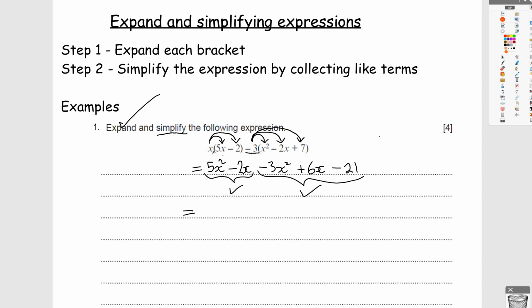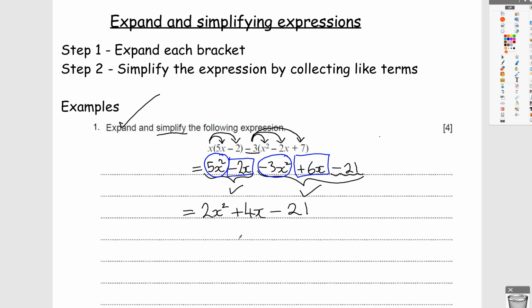So I tend to circle a term and look to see if there's a like term to it. Yes, we've got minus 3x squared. Okay, so 5x squared minus 3x squared will give us 2x squared. Then I'll draw a box around minus 2x. Is there a like term to minus 2x? Yes, plus 6x. Minus 2x plus 6x will be a plus 4x. And then finally we have minus 21. There's no like term to that, so we don't need to simplify it. We just put minus 21 at the end there.